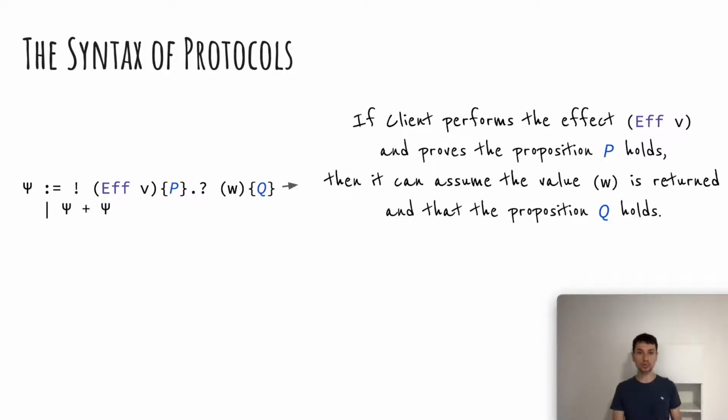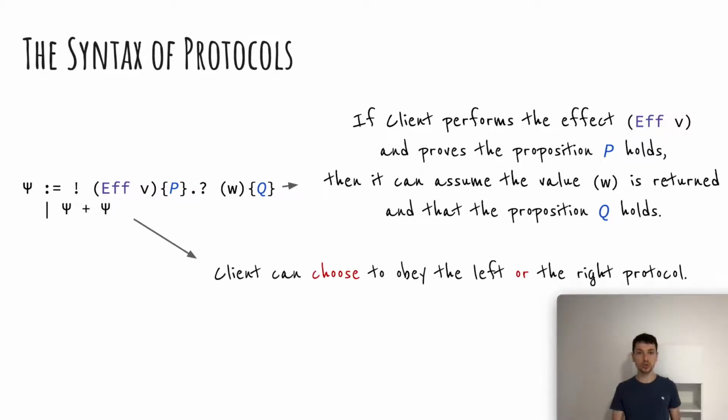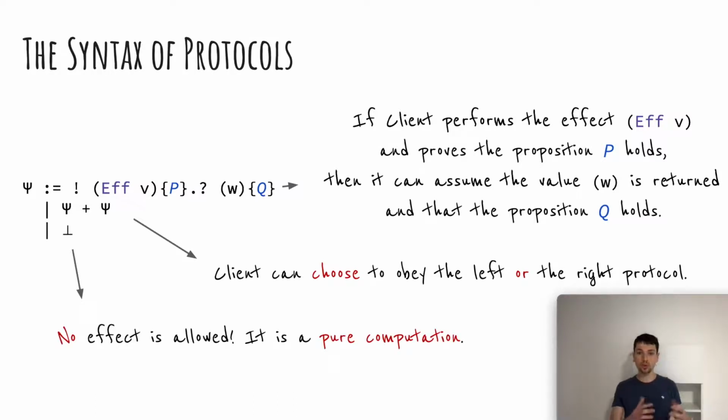Another way to write protocols is by the sum of two protocols. And intuitively, it means that we can either agree with the protocol on the left or that on the right. And finally, there's a third way to write protocols, which means that there's no interaction between client and handler. Therefore, the client is a pure computation.